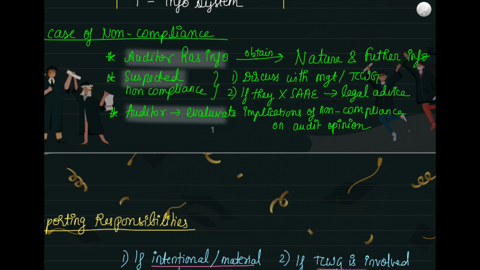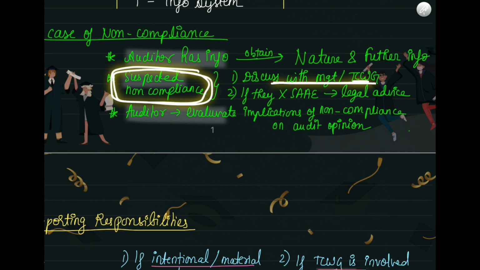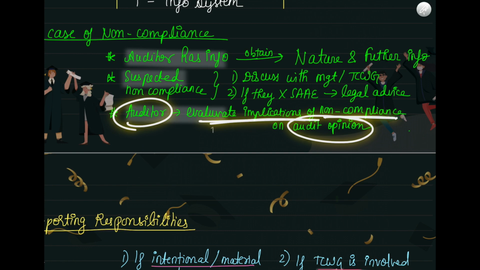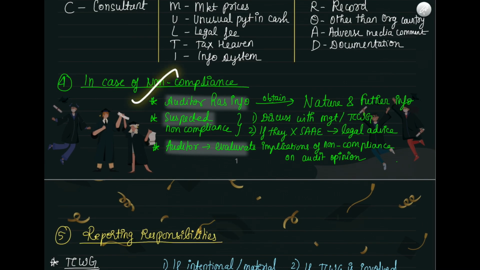Once that is done, if there is a suspected non-compliance, then first you have to discuss with the management or TCWG. If the management or TCWG is not providing you any evidence, or you are not able to obtain sufficient information from them, then please obtain legal advice on what you have to do next. And finally, with everything that you have understood, as an auditor, evaluate what implications such non-compliance can have on your audit opinion.